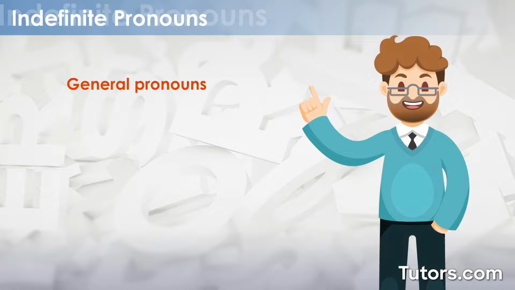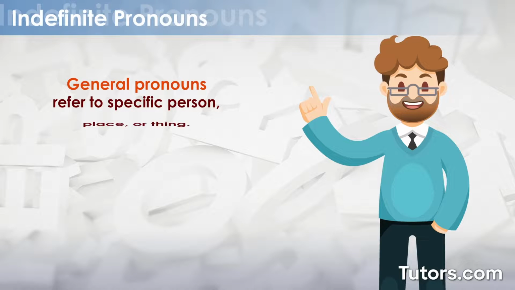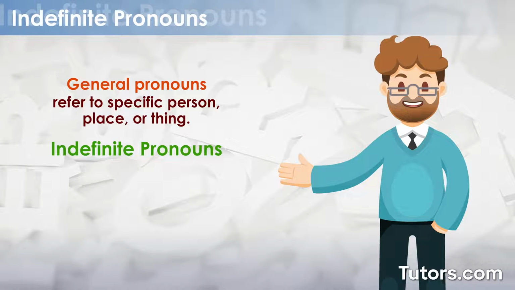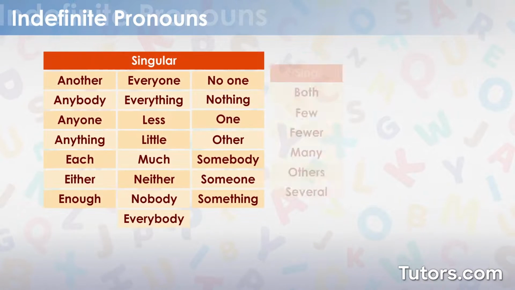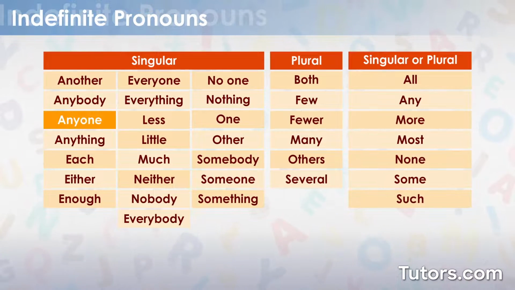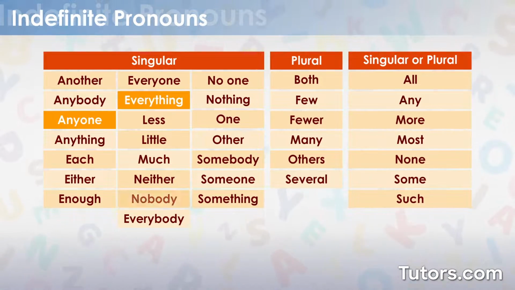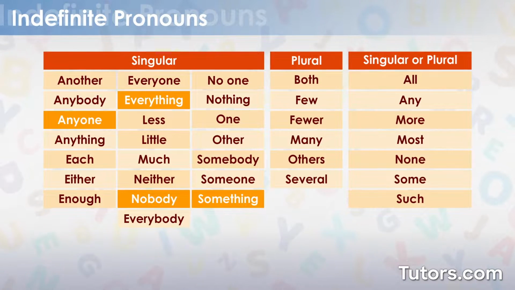While pronouns generally refer to a specific person, place, or thing, indefinite pronouns make a broader reference and do not refer to a particular noun. Examples of these pronouns include anyone, everything, nobody, and something.